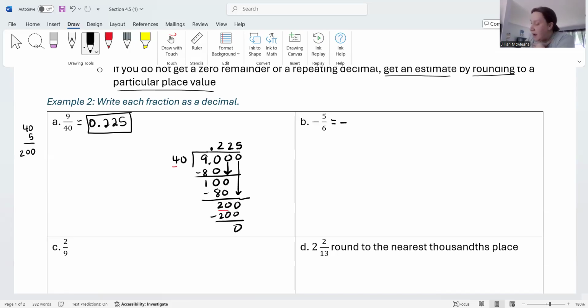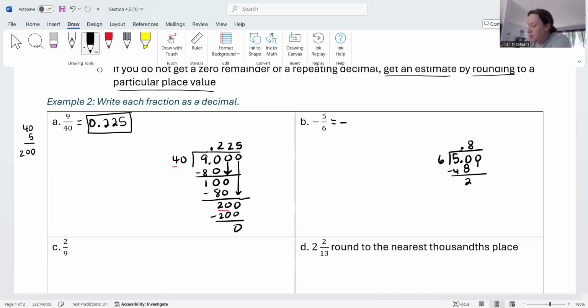Now off to the side, I need to take the numerator of 5 and divide it by my denominator of 6. Well, 6 won't go into 5, but I can add a decimal and a 0. As long as I pull my decimal up into my answer, I can pretend that 5 is a 50. And 6 will definitely go into 50. In fact, 6 times 8 is 48. So 6 will go into 50 8 whole times. Now, 8 times 6 is 48, so we want to subtract. 50 minus 48 is 2.